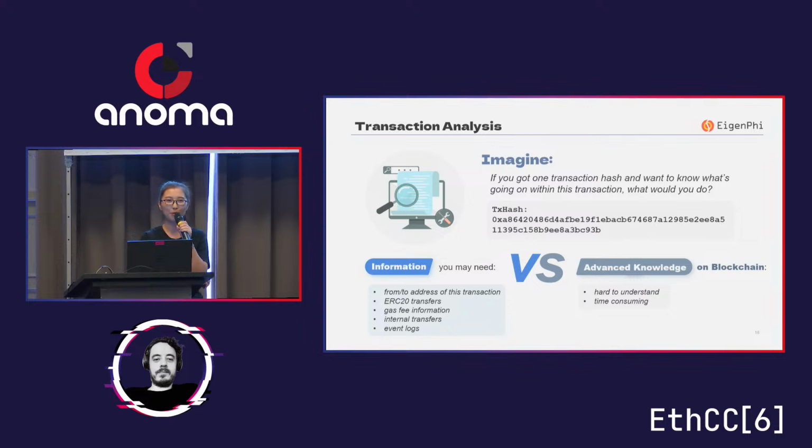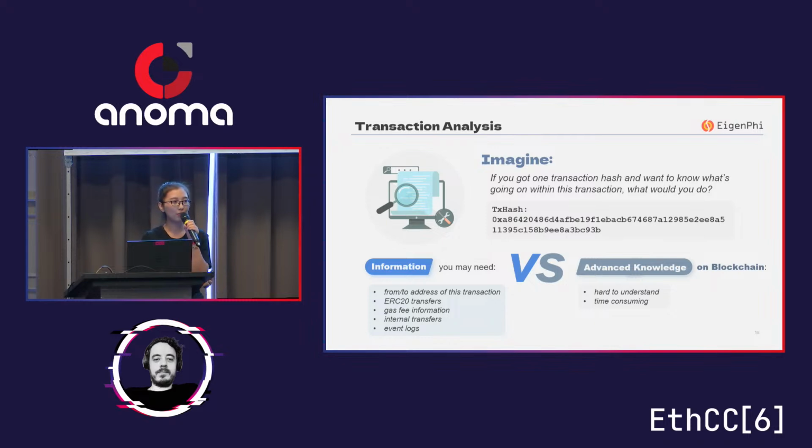I think most of them will put it into Etherscan and search for the transaction to see whether it has been executed successfully or not. But what if you want to get more information about this transaction? So the information you may get from Etherscan is like the from and to address of this transaction, the ERC20 transfers, all the gas fee information, the internal transfers, or even the event logs.